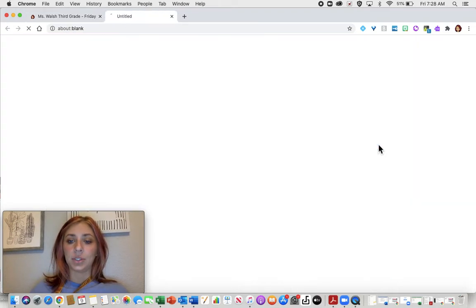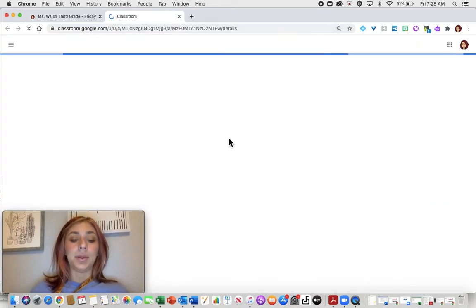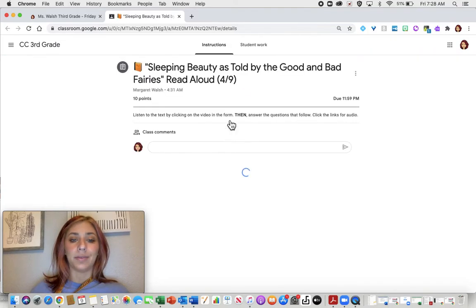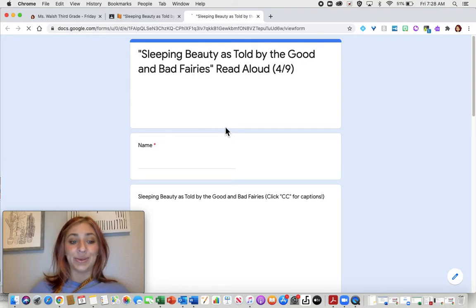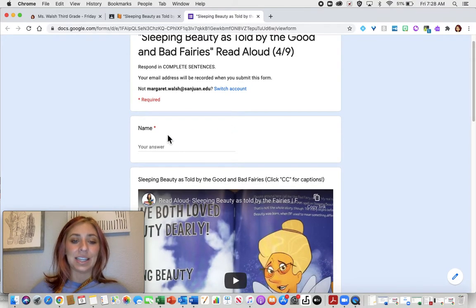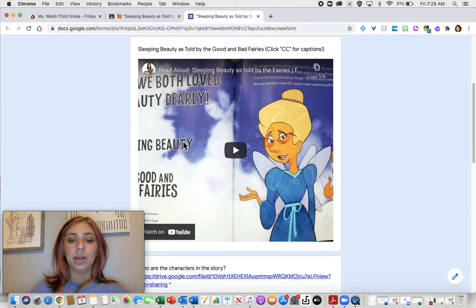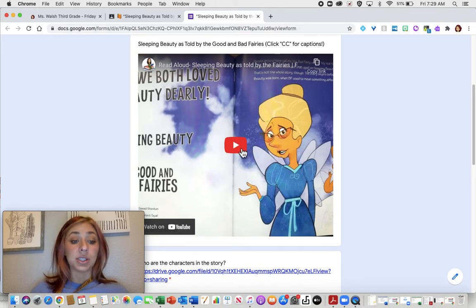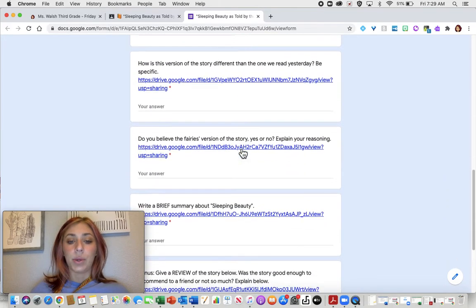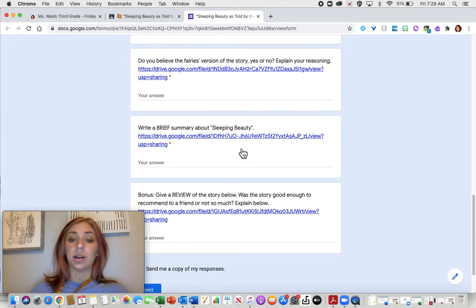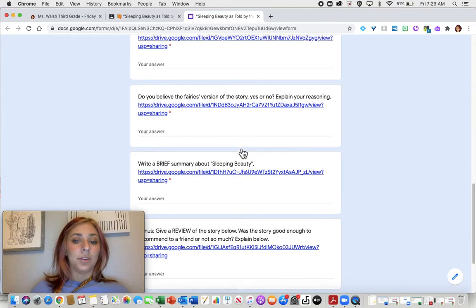All right, for language arts, we have Sleeping Beauty, as told by the fairies, the good and bad fairies. So we're going to read this one for today. You're going to start off by putting your name. You're going to listen to the story. Again, there are captions available, so you'll be able to click on that. And then you're just going to go through and answer these questions. A lot of the questions we know from before.